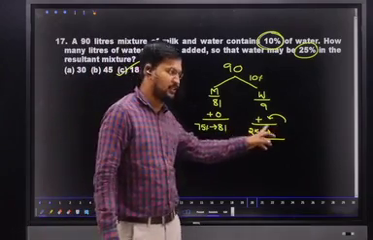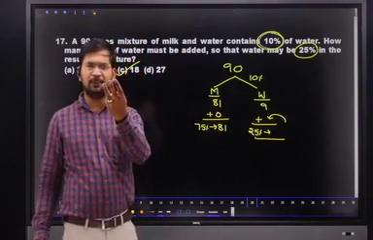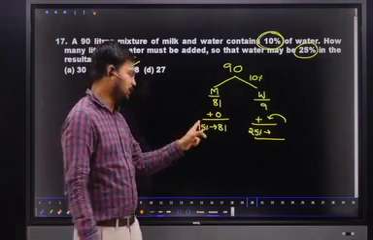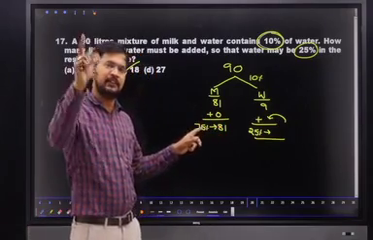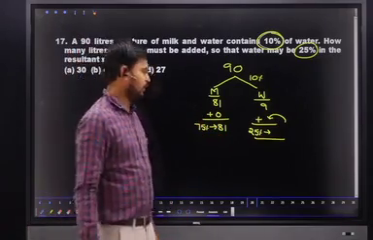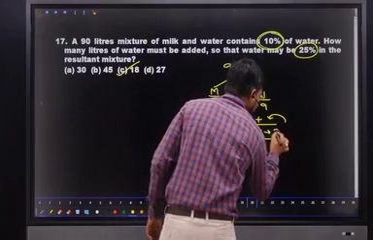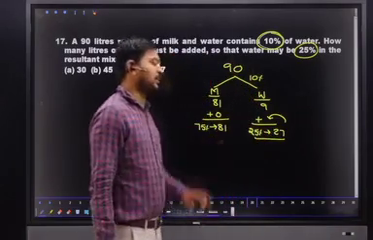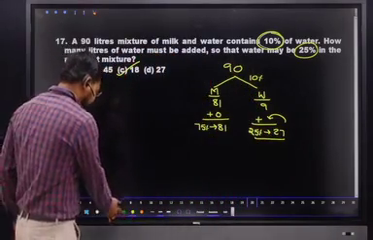Then 25% is how much? 75% is nothing but 3/4. 3 parts is nothing but 81. If 3 parts is 81, 1 part is 27. Therefore 25% is 1 part, 27. I need finally 27 liters.